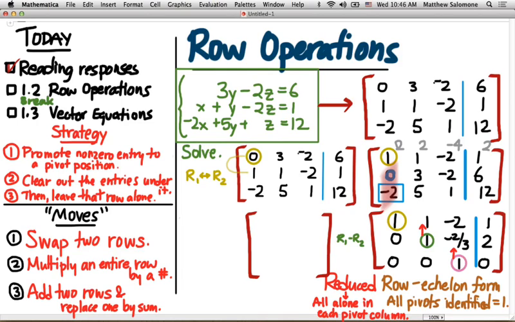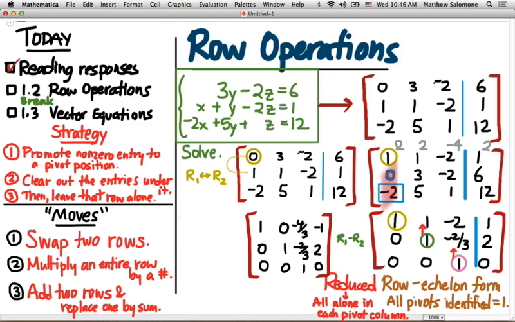So what will we have here? 1, 0, 0, 0, 1, and then I've got negative 2/3 here. And negative 2 minus negative 2/3 is negative 6/3 plus 2/3, so negative 4/3. And then 1 minus 2 is negative 1. Okay, so that's cleared out the green pivot so that it's all alone in its pivot column.